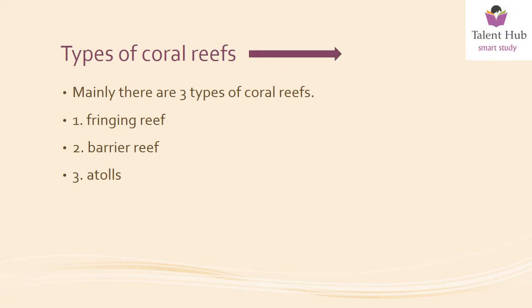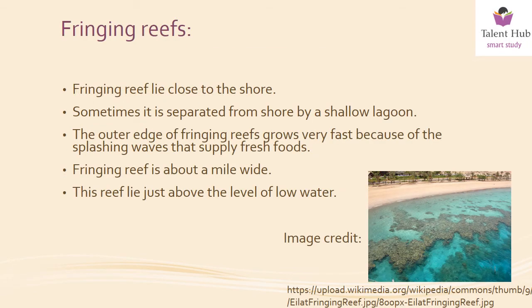Now come to the types of coral reefs. So mainly coral reefs are of three types. Number first is fringing reef, second is barrier reef, and third is atolls. Now come to the fringing reefs. So fringing reef lie close to the shore.